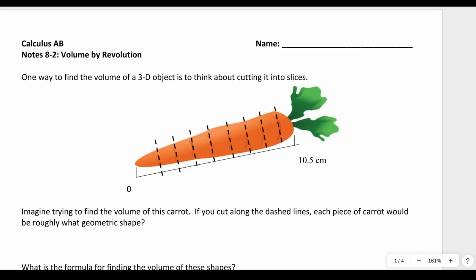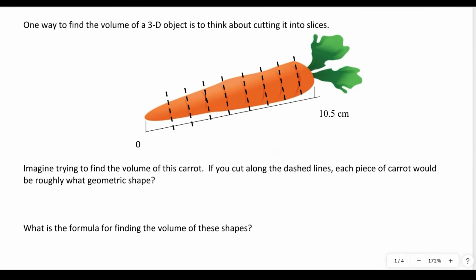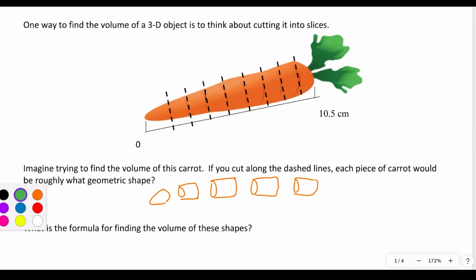One way that we could approach trying to find this volume is to chop up the carrot into small cross sections. Now if we chop up that carrot and we end up with pieces like this, and I'm not really much of an artist here, so bear with me, but more or less, you're going to have pieces that look like this. Something like that. A little leaf on the end, right?